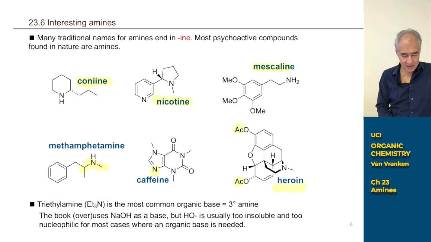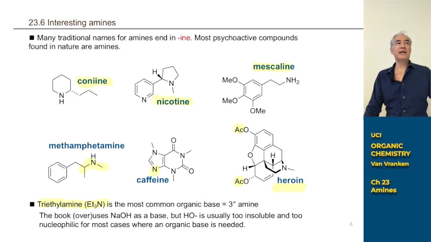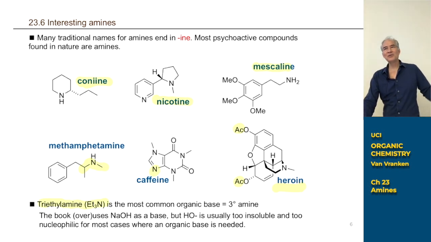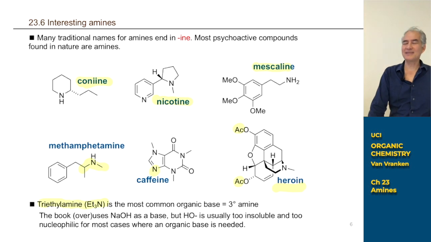In the laboratory, I've mentioned this over and over, triethylamine is the most common base that we use for organic reactions because it's soluble in organic solvents. Sodium hydroxide, we don't use that. Sodium hydroxide is also a nucleophile. We don't want to mess with nucleophilicity if all we want is a base to pull off protons. The book really overuses sodium hydroxide because they think you're comfortable with that, but we don't do a lot of reactions in water when we're trying to do organic synthesis.